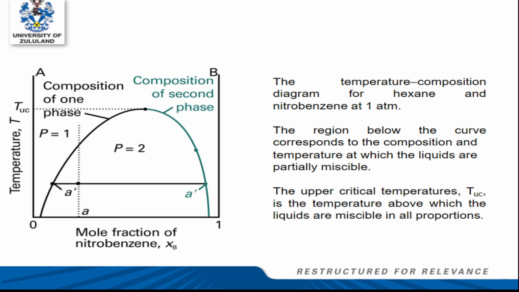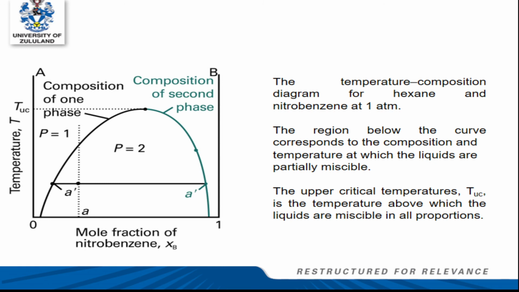So this is a typical temperature composition phase diagram in the case whereby we are having partially miscible liquids. As you can see, I think this diagram is completely different from the diagrams that we are used to. The temperature composition diagram for hexane and nitrobenzene at 1 atm. Remember that we said that for immiscible liquids, they normally boil when the pressure is equal to 1 atm.